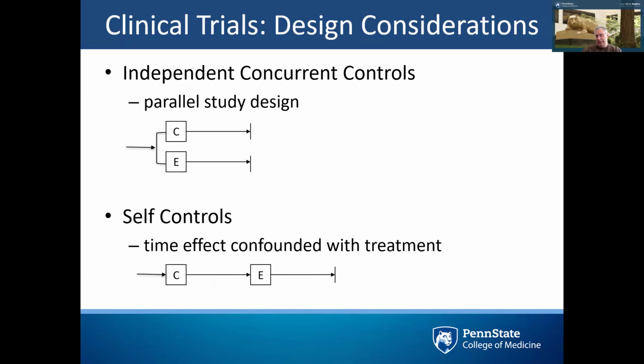What you typically want to do is independent or concurrent controls. So this is like a parallel design. If you're doing a randomized study, you're randomizing people to the exposure or the experiment and another group to control, which could be a placebo or an active therapy.